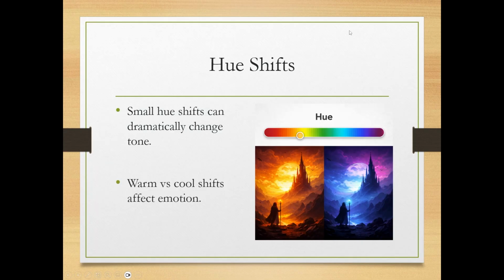When it comes to shifting the hue, small hue shifts can dramatically change the tone of a piece. By making it slightly warmer or slightly cooler, it completely changes the effect and the emotion behind the piece. You can see that here in this example. The yellow one has a very warm feel to it, whereas the blue one has a much colder feel and almost makes it feel like a haunted castle, whereas the orange one makes it feel more like a sought-after destination, I guess you could say.